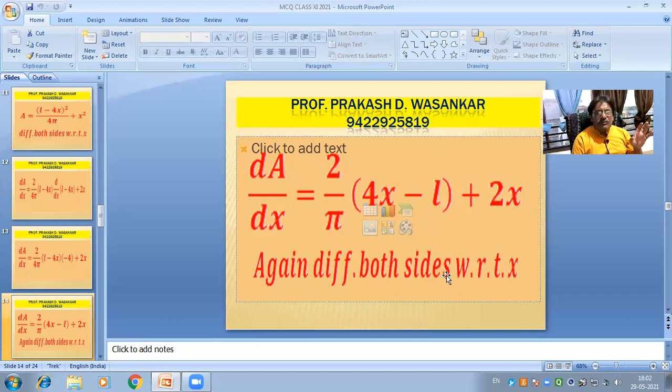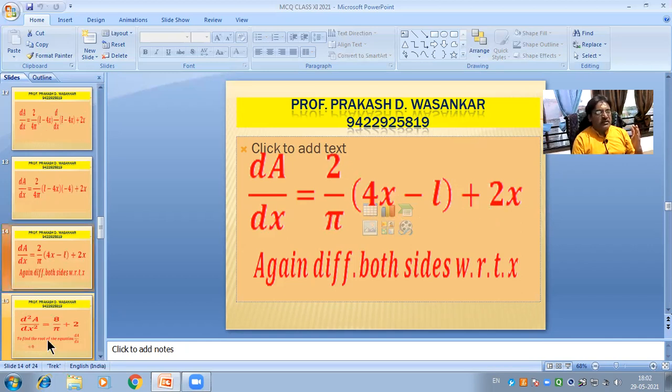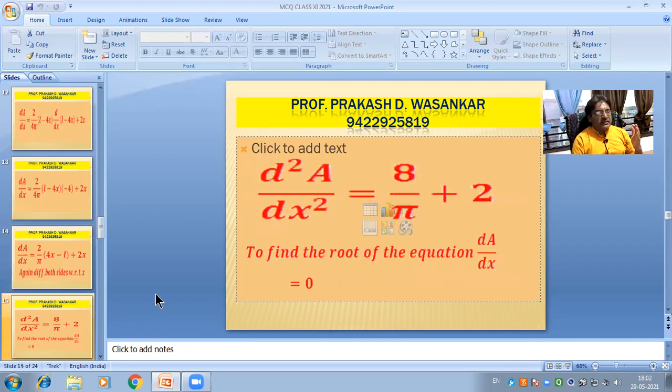Again here differentiate both sides with respect to x and find out the second order derivative, that is d2A by dx square. So here d2A by dx square is equal to 2 upon pi constant, d/dx of 4x, that is 4, d/dx of L is 0, 4 minus 0, that is 4, 4 into 2 is 4 pi, plus d/dx of 2x, that is 2, so 4 by pi plus 2. This is the second order derivative.